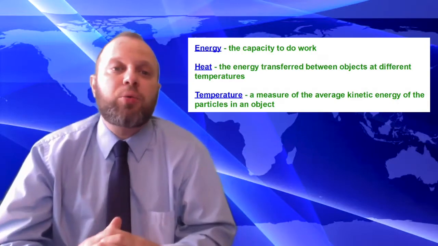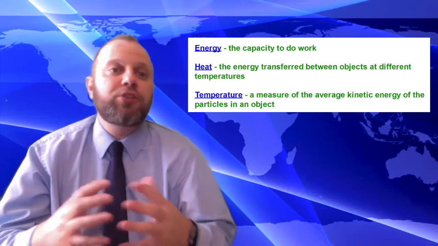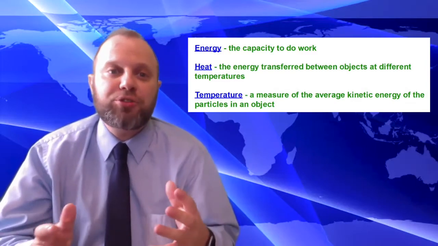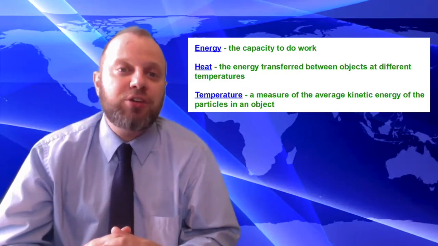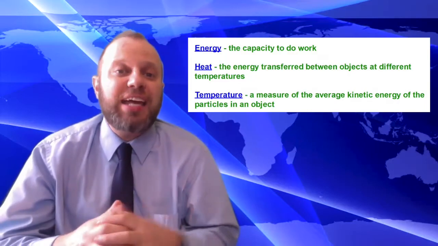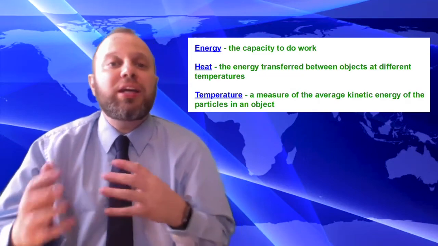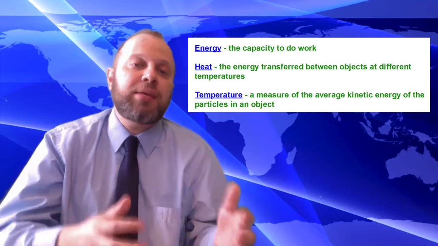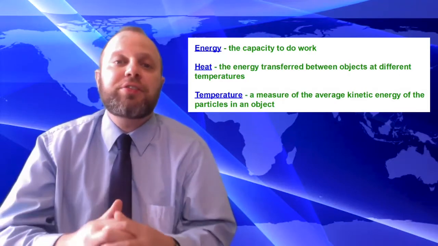Some other terms that I want to make sure that we're aware of are heat and temperature. So if you look, heat is the energy transferred between objects at different temperatures. So what is temperature? Well, temperature is a measure of the average kinetic energy of the particles in an object. We first mentioned this in Unit 8 when we talked about the temperature of a system, and we related it to kinetic energy. And we differentiated between two objects having the same temperature, but yet still having different kinetic energies based on their differences in masses.